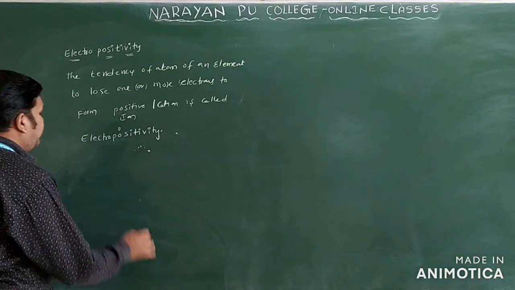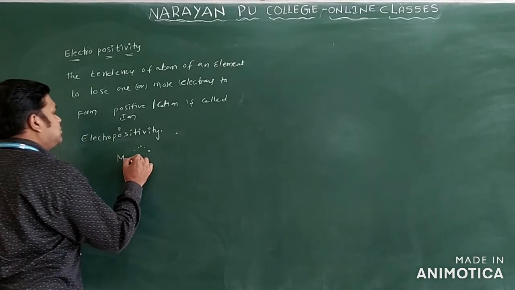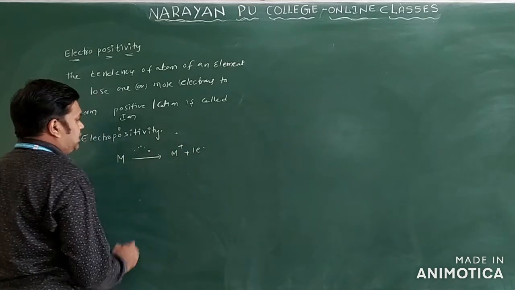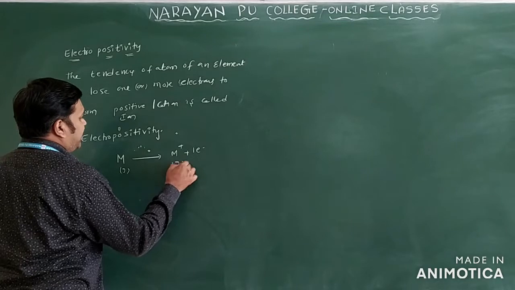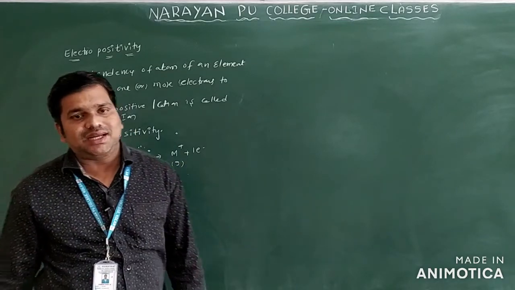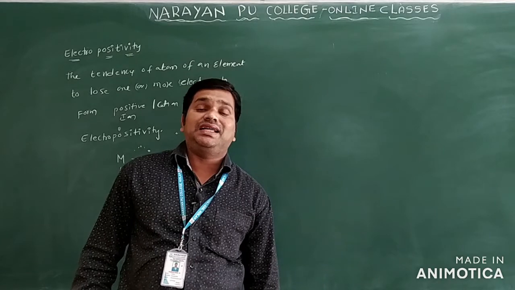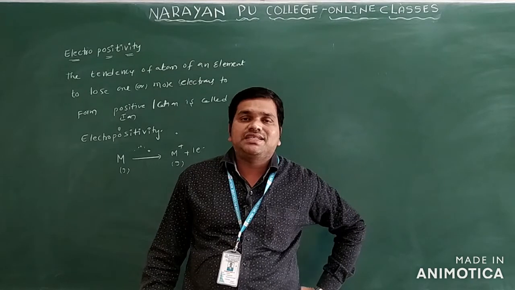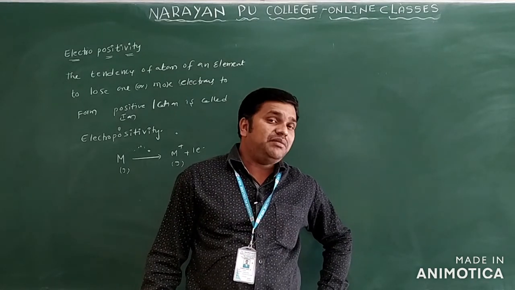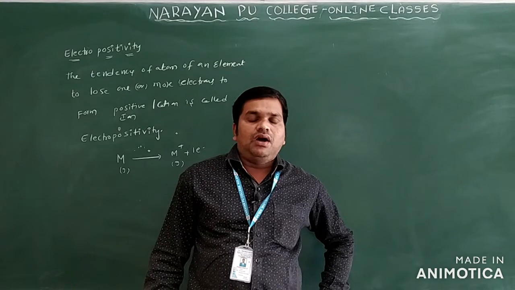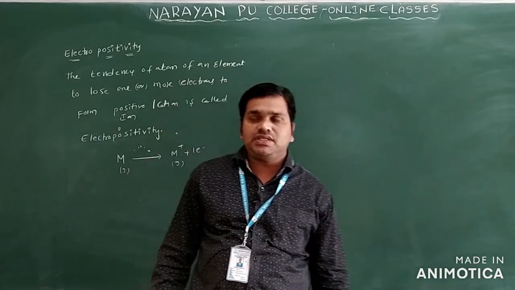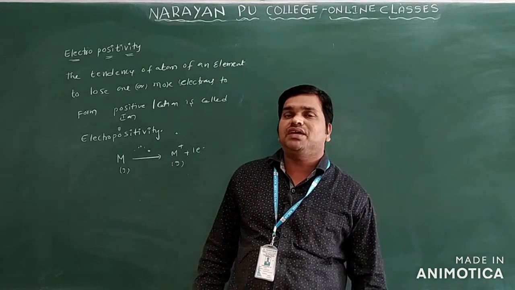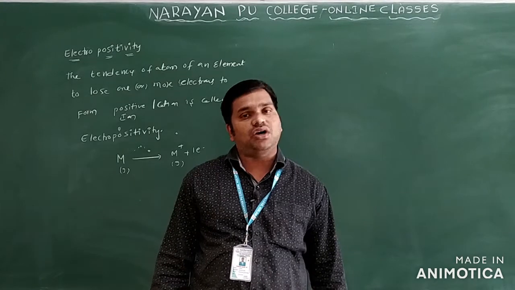Suppose an element M, a metal, loses one electron, taking it in the gaseous state. Don't think this is the same as ionization energy. In ionization energy, we require some amount of energy to remove the electron. But in electropositivity, the element itself loses electrons. Why does the element itself lose electrons? Because to get stability, it reaches the nearest noble gas configuration.